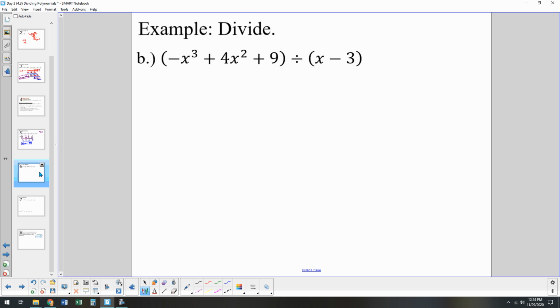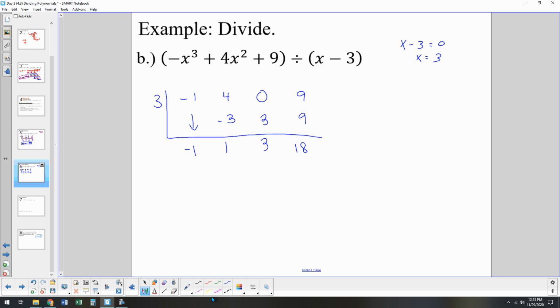Try another one together. So here, if I'm dividing by x minus 3, we get really positive 3. That's going to go on the outside. I have 3, 2, I'm missing something, and then 9. So that means I'm going to use negative 1, 4, 0, and 9, right? Placeholder for that x term. So 3 times negative 1, 3 times 1, 3 times 3, and there we go.